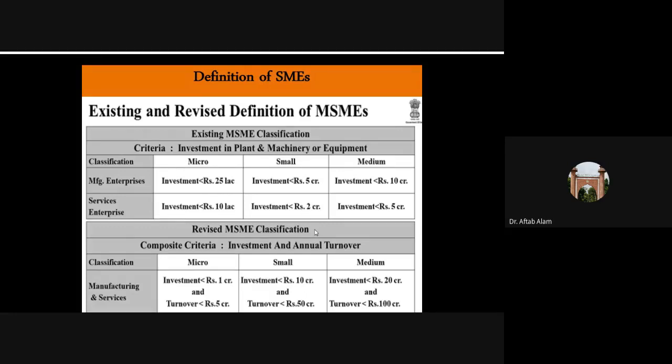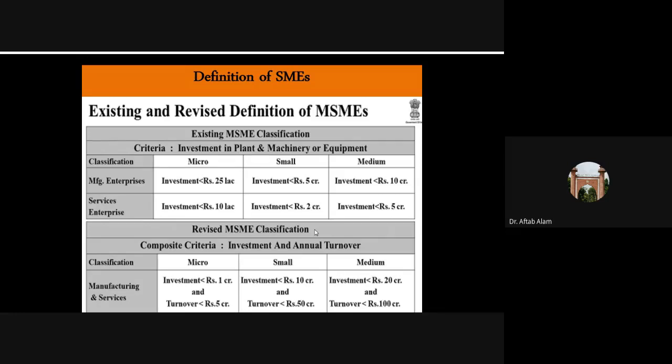micro enterprise under manufacturing, the investment limit is less than 25 lakh, or 25 lakh means 2.5 million. Okay, so this is the criteria for a manufacturing micro enterprise, whereas for a manufacturing small enterprise, the investment criteria is up to 5 crore, right? Investment should be up to 5 crore. Okay, whereas for medium enterprises, for the manufacturing enterprises, the investment limit is up to 10 crore. Okay, is this clear, students?